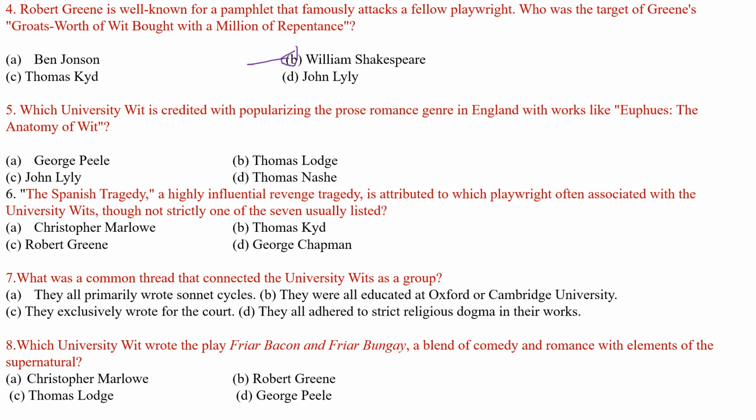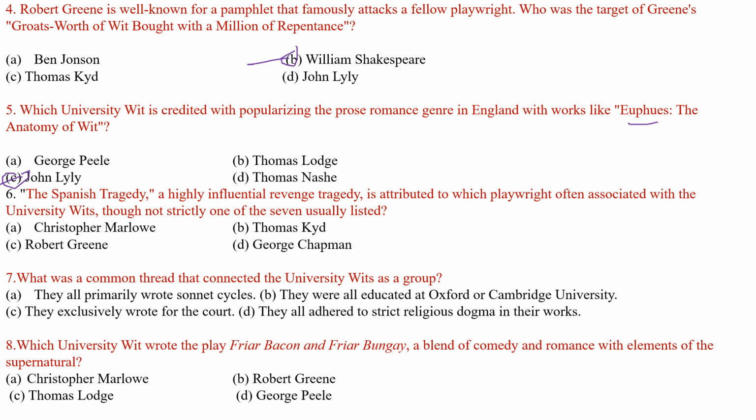So let's see the options. George Peele, Thomas Lodge, John Lyly, Thomas Nash. So the answer is John Lyly. John Lyly is the correct answer. He was well known for his highly stylized prose romance, Euphues, The Anatomy of Wit, in the year 1578. This style, known as Euphuism, influenced later English prose and drama.